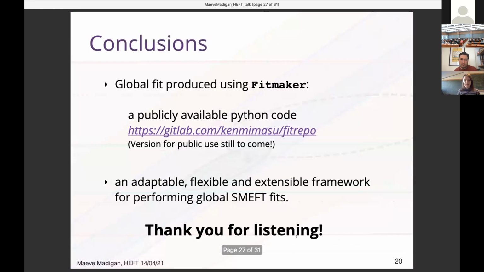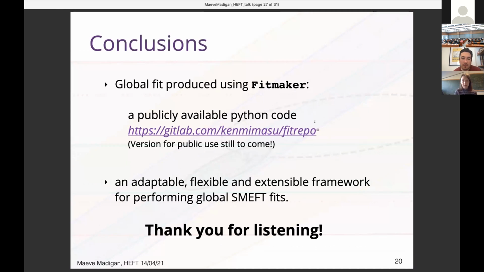So with that, I'll conclude and just mention that all of the results I've shown you were produced using a code called FitMaker. This is a publicly available Python code. You can get it from GitLab at this reference here. It's all there and all online, but the version for public use is still to come. So we will have more documentation available soon.